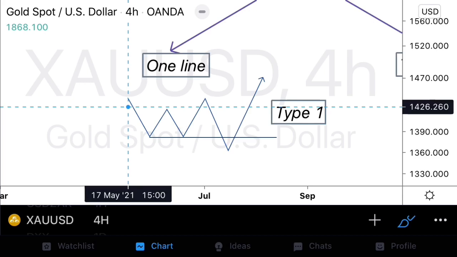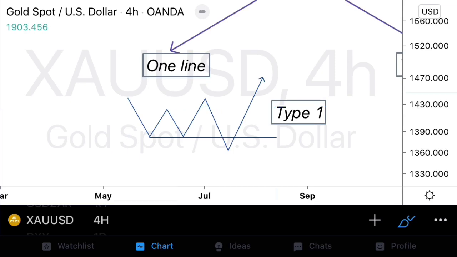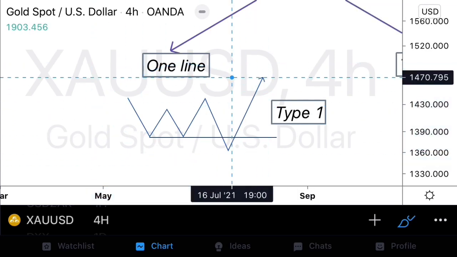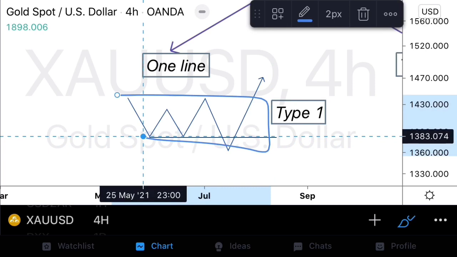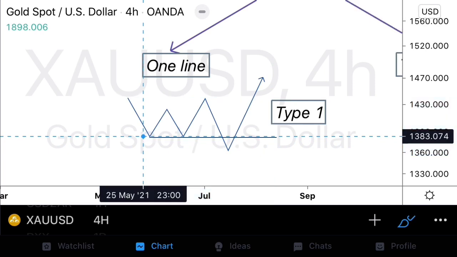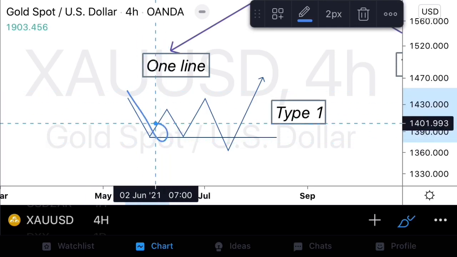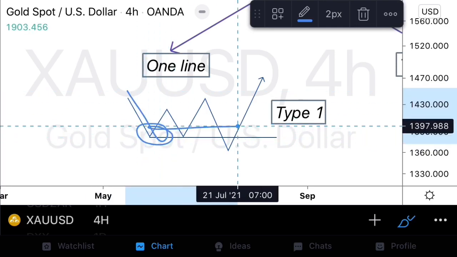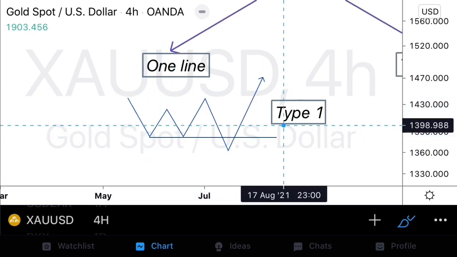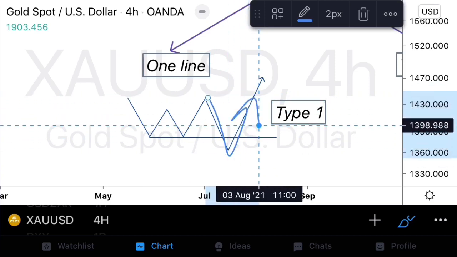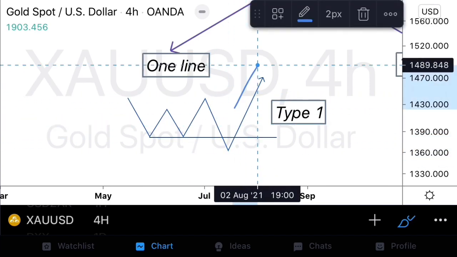Now we need to have an objective rule as to what this flag is. How do we define this flag? How do we not say that this flag is a rectangle, some type of continuation? The objective way is that we want to see a low being established. Once this low has been established, we want to see a violation of this low followed by higher prices.